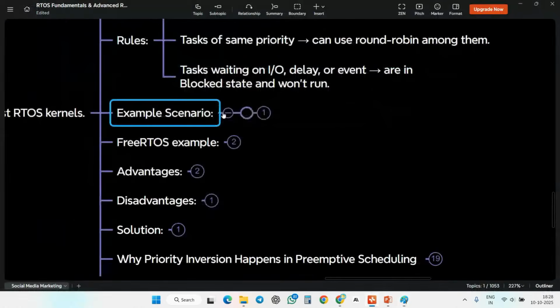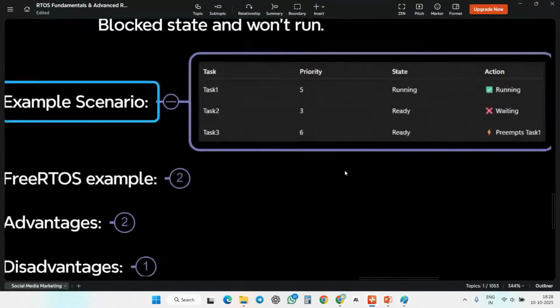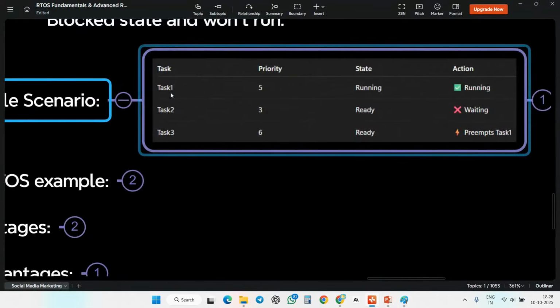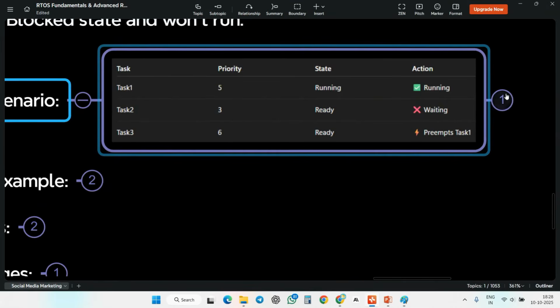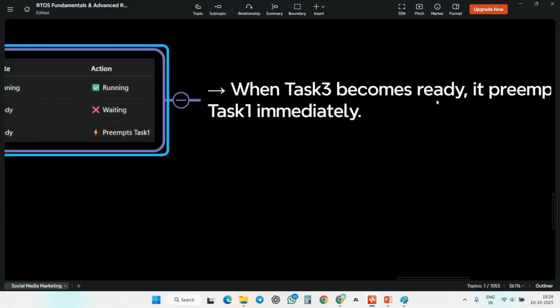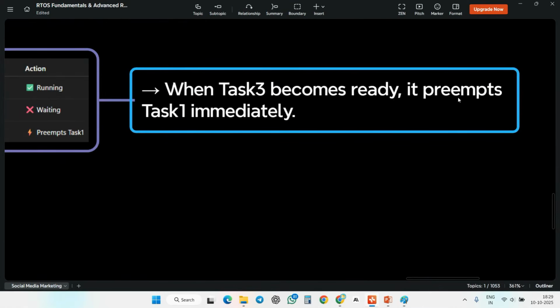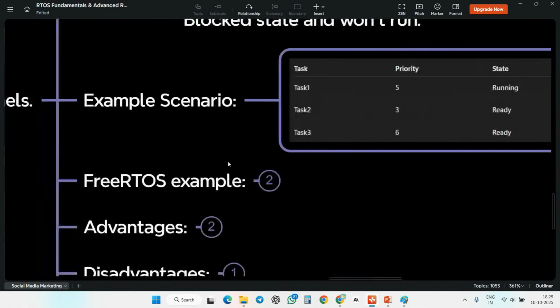Now look at an example scenario to see this concept. Task 1 has priority number 5 and is currently running. Task 2 has priority number 3 and is ready, just waiting. Task 3 has a higher priority than the currently running task, so it is ready to preempt task 1. This time task 3 becomes ready and preempts task 1 immediately.